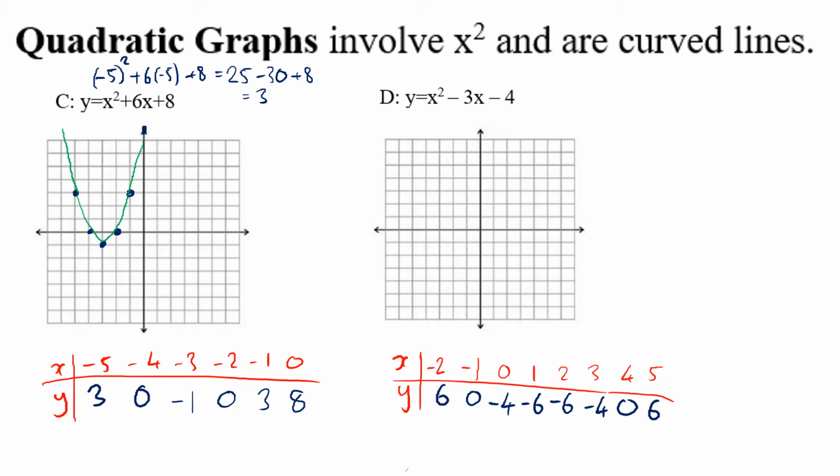This is going to be a positive x squared graph because of the x squared, so it's going to have that sort of shape going on. We have got, so minus 2, 6, 1, 2, 3, 4, 5, 6. We've got minus 1, 0. We've got 0, minus 4. We've got 1, minus 6. We've got 2, minus 6. We've got 3, minus 4. We've got 4, 0. And we've got 5, 6. So some good symmetry going on there.